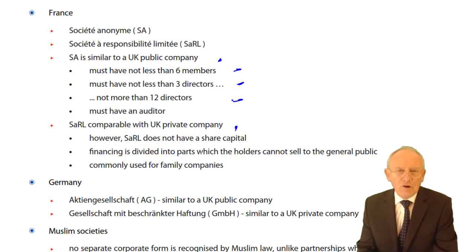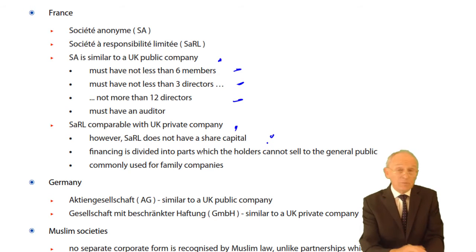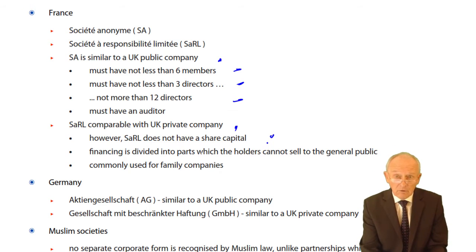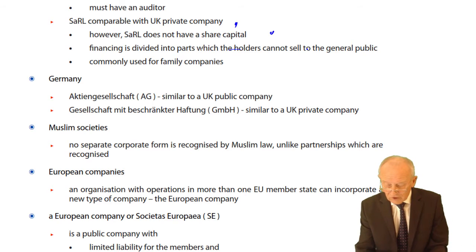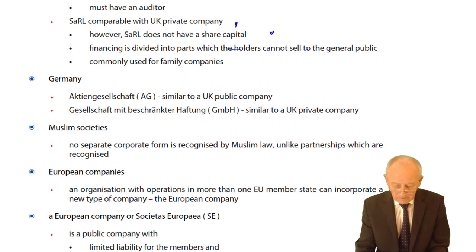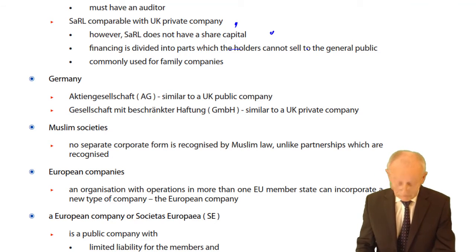Société à responsabilité limitée, the SARL, doesn't have a share capital. It's like a private company, but it doesn't have share capital. Okay. So what? It is only for family companies. Finance is divided into parts. The holders can't sell to the general public. Yeah, okay. Germany, Aktiengesellschaft and Gesellschaft mit beschränkter Haftung. Okay. No more. Muslim societies, no separate corporate form recognized by Muslim law, unlike partnerships, which are recognized, but we went through that when we looked at partnership law.